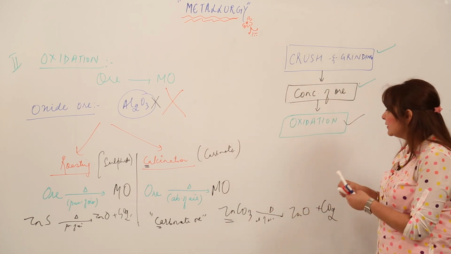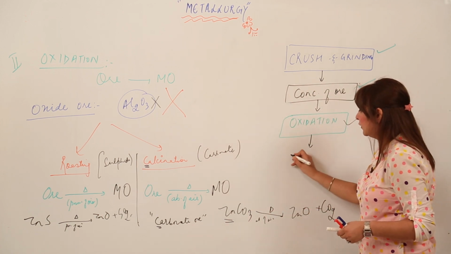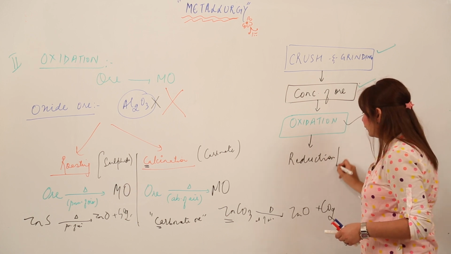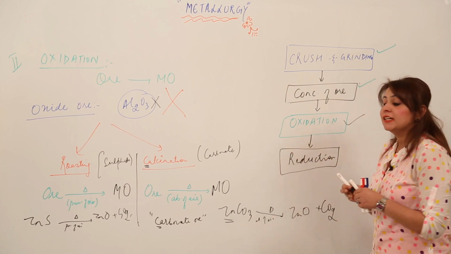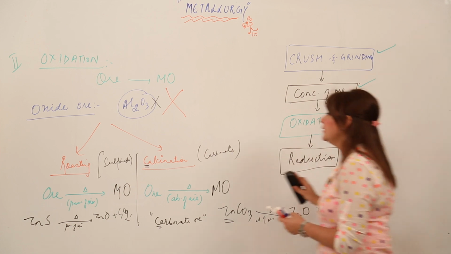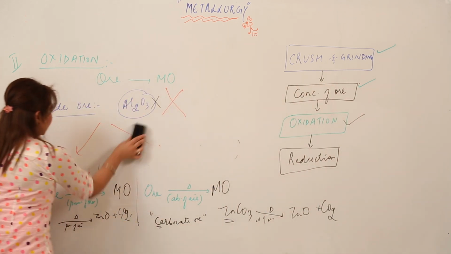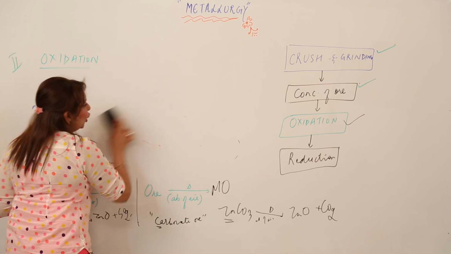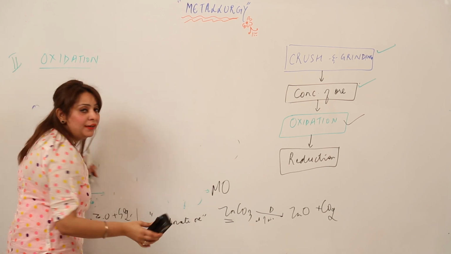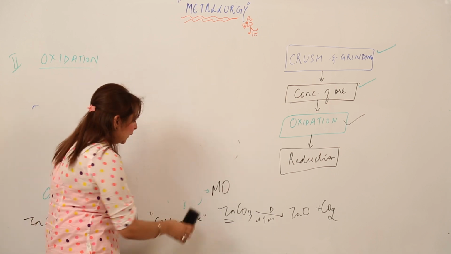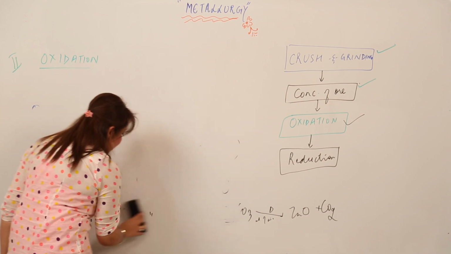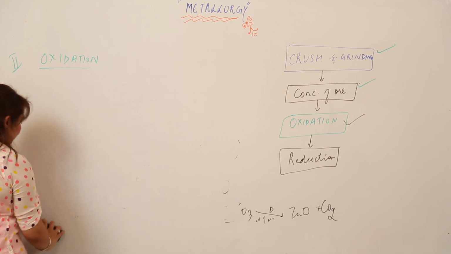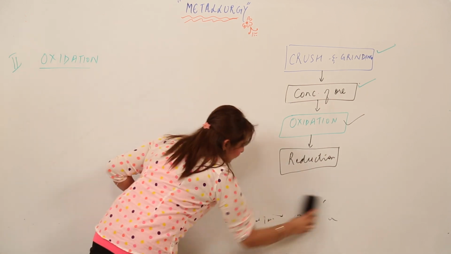Now the next step we will be taking up is reduction. This is actually the third step of the metallurgy, and it is the reduction. As you all know, what is reduction? We already did in redox reactions what reduction is. Reduction is actually the addition of hydrogen and removal of oxygen. So we will be doing this now.